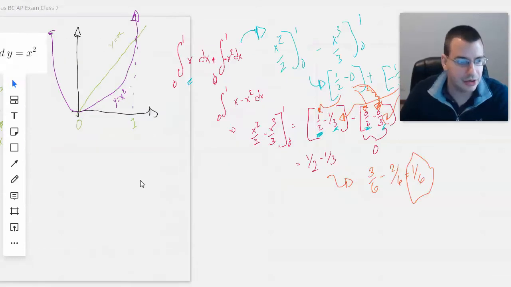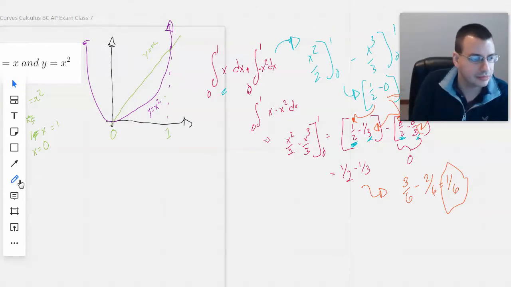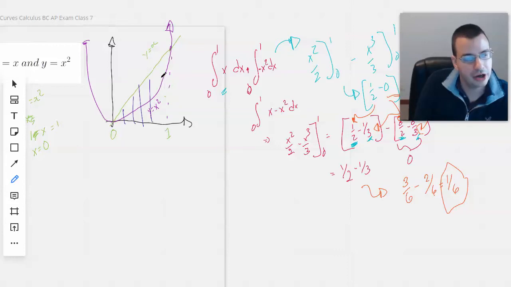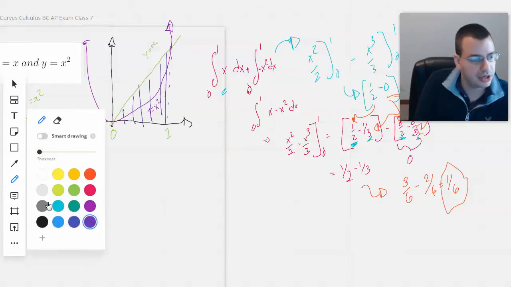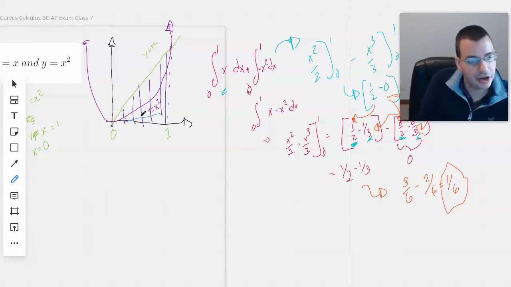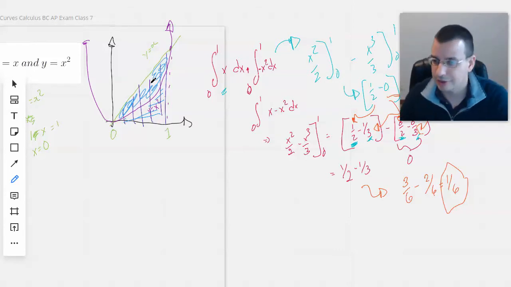Not too overwhelming. And again, visualizing it, we found the area under y equals x from 0 to 1, and we subtracted off the area of y equals x squared, leaving this area in the middle.